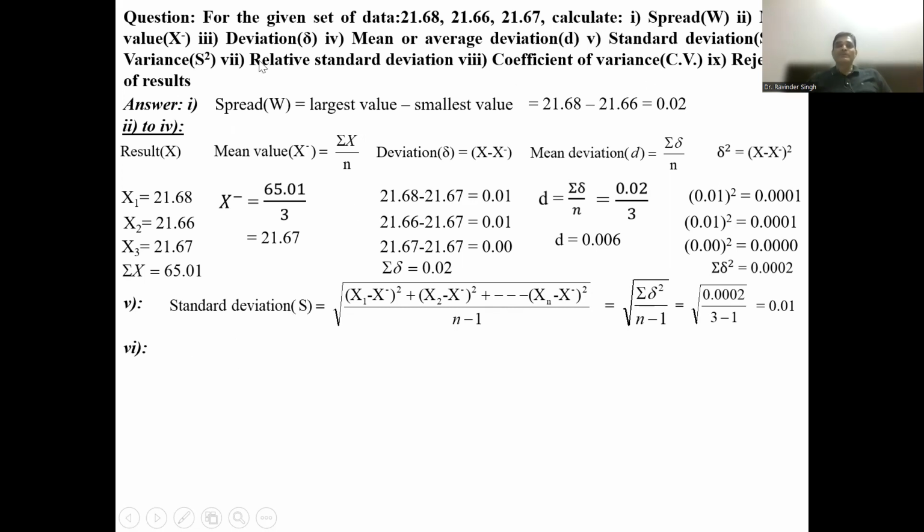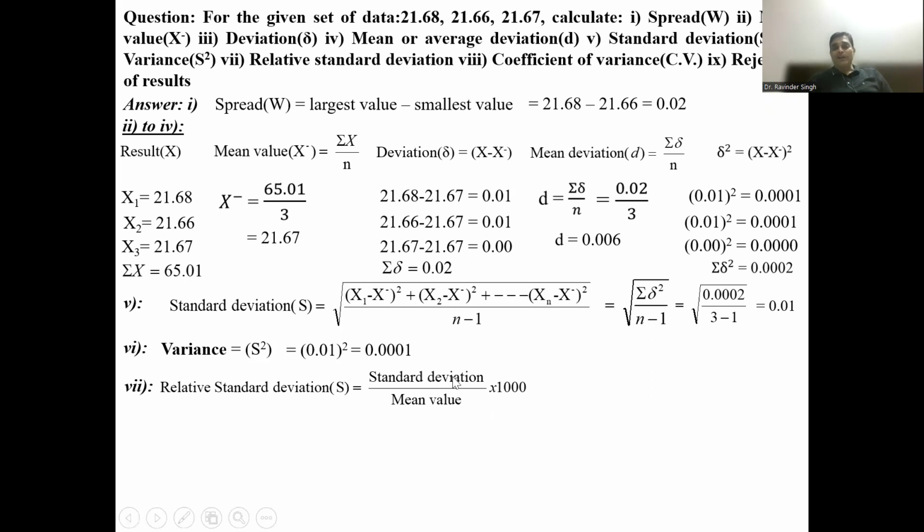Next, point number 6, variance. Square of S. So what is S here? 0.01. It is equal to... you squared it, so what answer came? 0.0001. What did we do to the standard deviation here? We squared it. That's the variance.